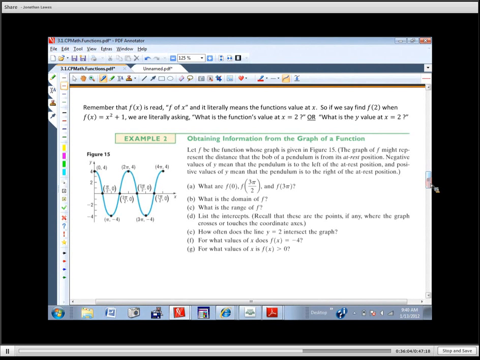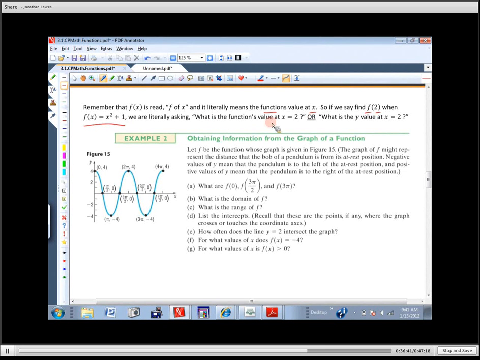Okay, so it says, remember that f of x is read f of x. That's how we say it, and it literally means what is the function value at x. So if we say f of 2, and f of x is this function right here, we are literally asking: what is the function's value at x equals 2? Or in other words, what is the y value at x equals 2? What y comes out when we plug in an x of 2?